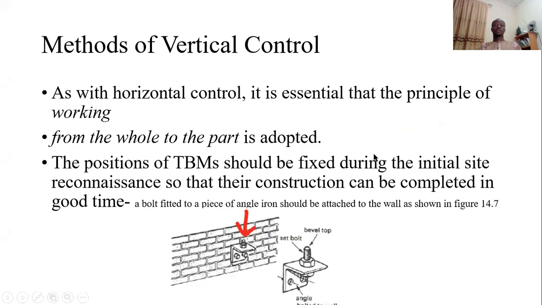So that's basically it. As with horizontal control, it's essential that the principle of working from whole to the part is adopted. So how did we get vertical controls in Midland? When I say Midland, I mean in the middle of the land, not near shore. So if we are at Sunyani or Tamale, or somewhere in the middle of Nigeria, or the middle of Burkina Faso, how do we get the values there? Are you getting that?